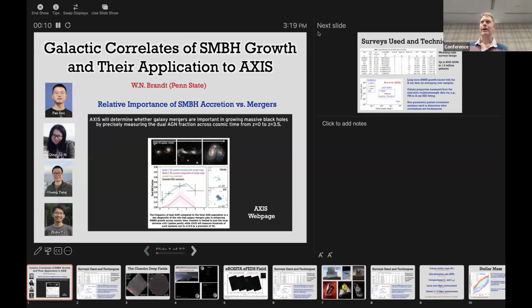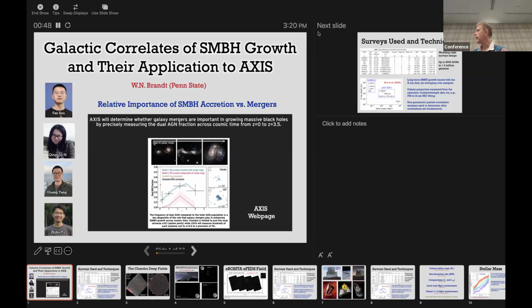Great. Okay, thanks. So today I would like to review briefly some observational work my group has done on the galactic correlates of supermassive black hole growth over most of cosmic time. I will also focus on an interesting application of them, using them as tools to model the growth of the overall supermassive black hole population, which has relevance to AXIS, as I will discuss. For example, it has relevance to the issue of the relative growth of supermassive black holes via accretion versus supermassive black hole mergers. A large team of us have been doing this work.